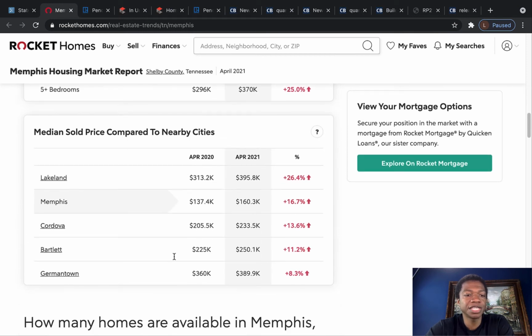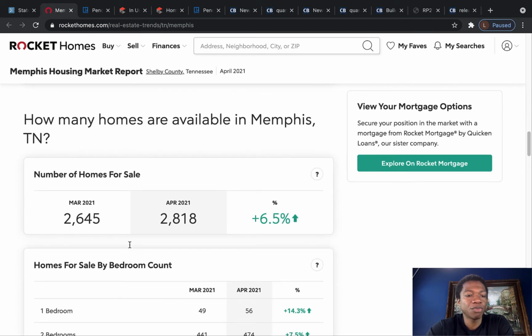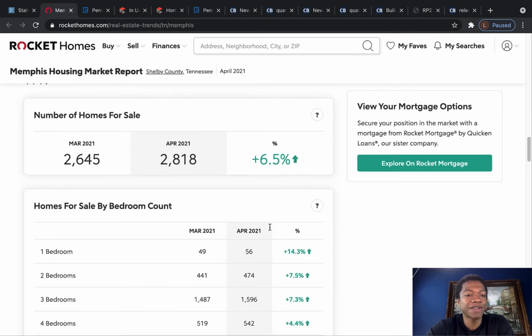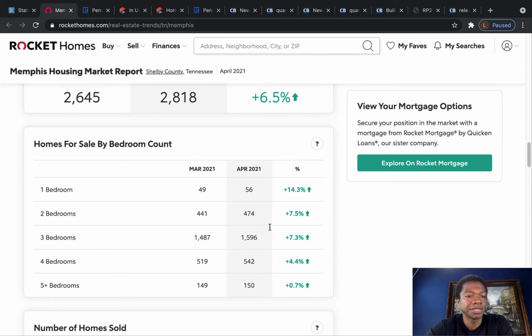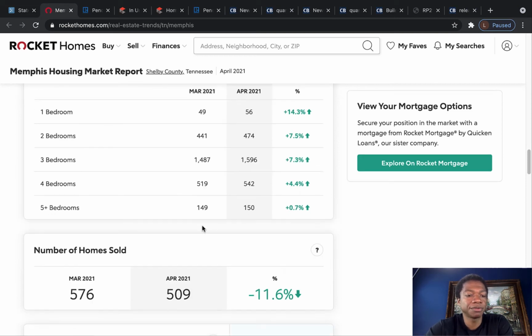And we can see the median sales price for Memphis and then some of the surrounding cities. The inventory in March, 2,645, and April, 2,818, an increase of 6.5%. And the number of homes, 1,400 3-bedrooms. So this 3-bedroom, 2-bathroom home is still one of the most numerous home types across the country today still.